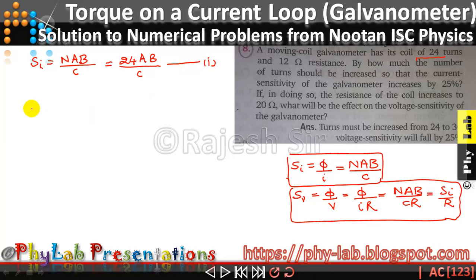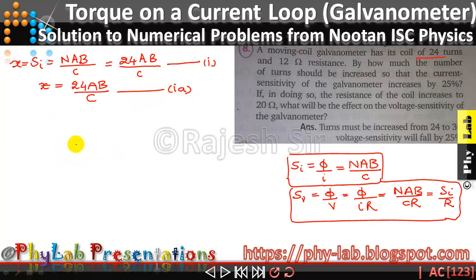So let's say the initial sensitivity SI was equal to X. So this is my initial sensitivity X, where X is equal to 24 AB upon C. Now, what you want is to increase this current sensitivity by 25%.